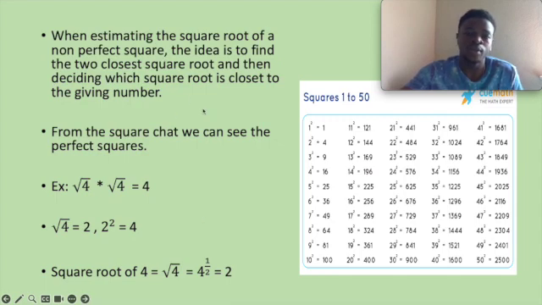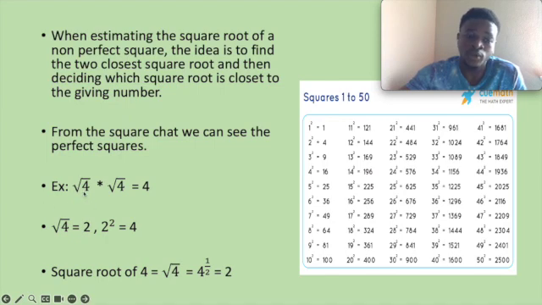So, let's get to the meat of what we're talking about today, which is estimating imperfect squares. When estimating the square root of a non-perfect square, the idea is to find the two closest square roots and then decide which square root is closest to the given number. From the square chart, we can see the perfect squares. As I mentioned before, these are the perfect squares from about 1 to 50.